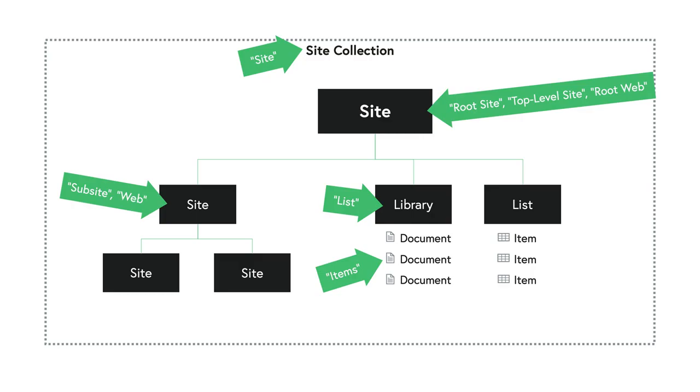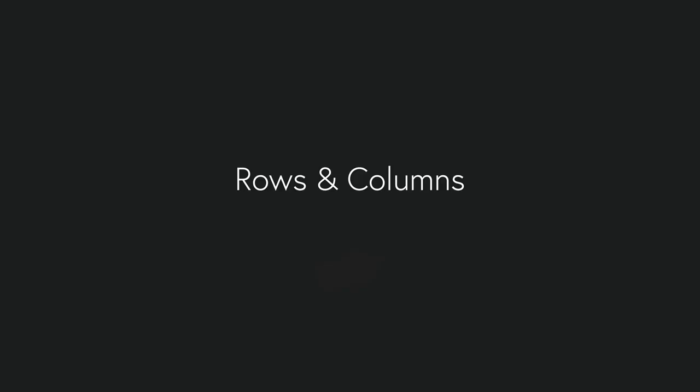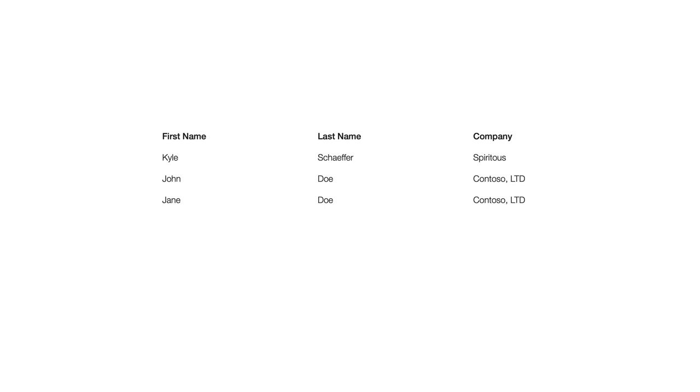So with that in mind, let's take a little bit of a closer look at lists and libraries because that's where all our data is, right? That's where all of your files, all of your list items, all of your actual SharePoint data is generally going to be contained in these lists and these libraries. And lists and libraries are all about rows and columns. So for example, you could have some data like these contacts that you see here, and you could have a row for each entry. So we have Kyle Schaefer, John Doe, and Jane Doe. So each one of those rows is an entry of data.